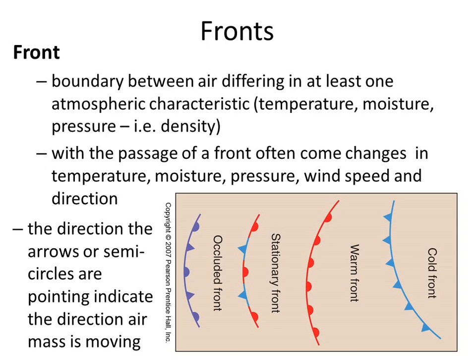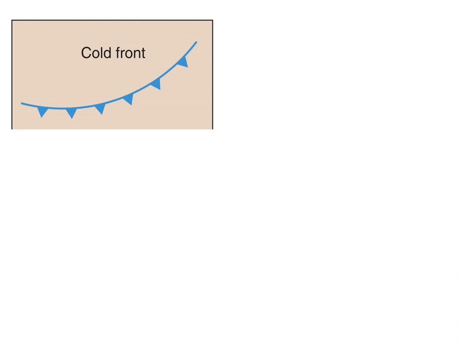Now, this says the direction of the arrows with semicircles show the movement. I'll show you in a minute. So let's look at each of those 4. A cold front, and I put this on my little hints for your test on Friday. Notice the direction of the triangles, it's pointing this way. So your whole air is moving this way, and the air that's what I call the aggressor is cold air.